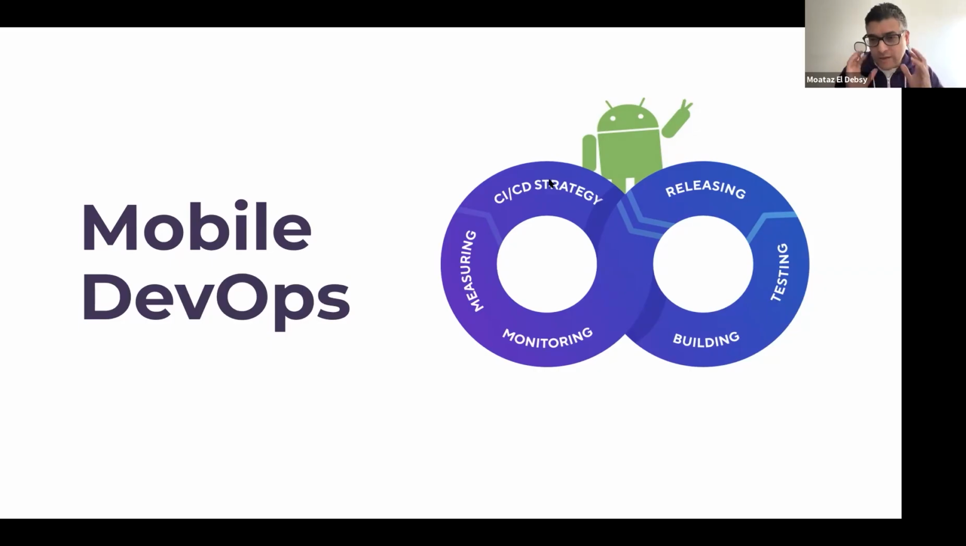Then after that, we start thinking about the strategy of CI/CD, or continuous integration and continuous delivery. Then we start building our app, testing the application, releasing, and then monitoring after deploying, and so on. So the process is not finished at the release. After release, we should also monitor our application for crashes in the live app, and how we can fix these problems as soon as possible.